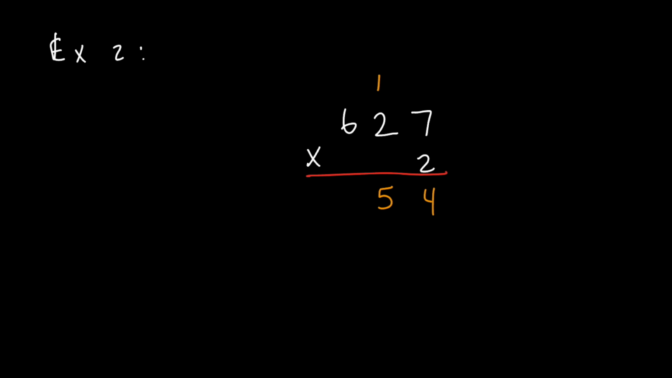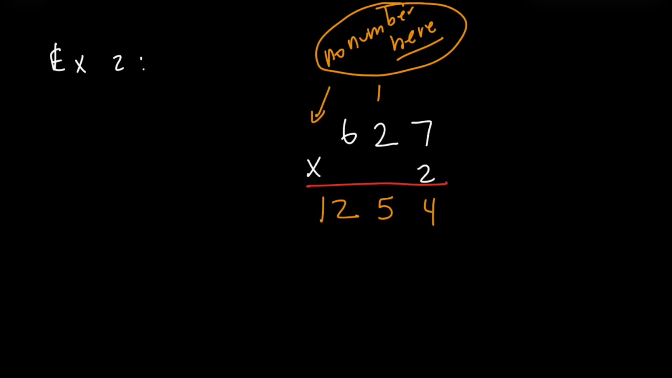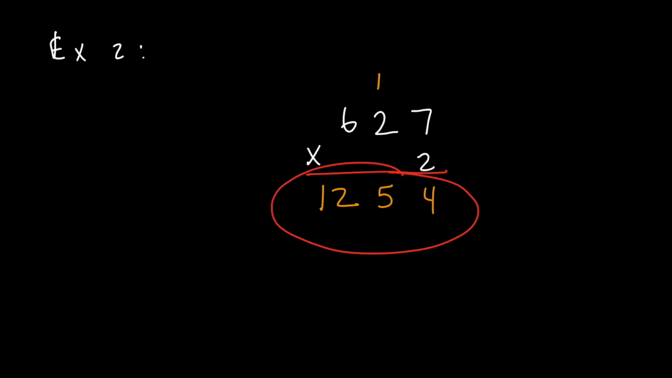Let's change this problem up a bit. Let's change the 4 to a 6. If we were to multiply 6 times 2, we instead would be left with a 12. We do not carry the 1 because there is no number here to the left. So for this problem in particular, we will get 1254.